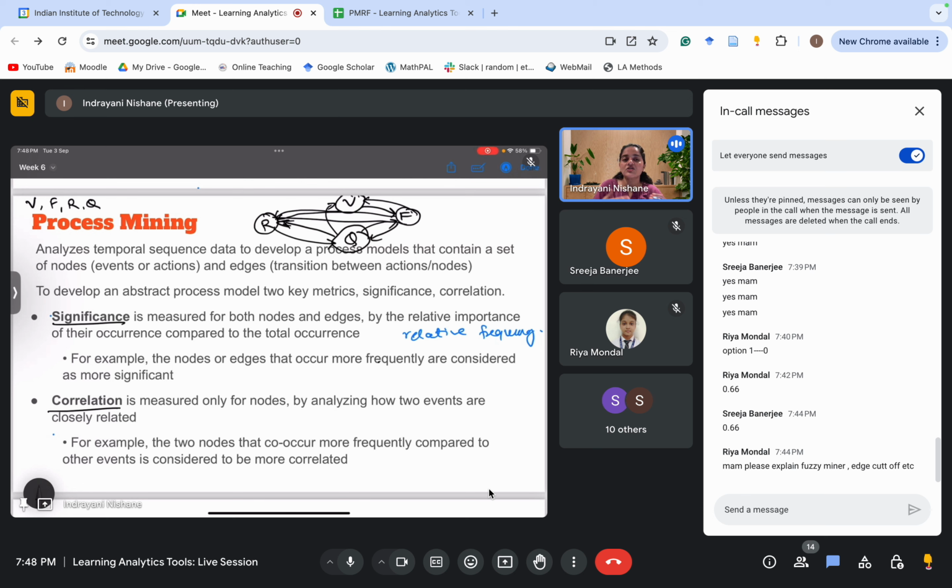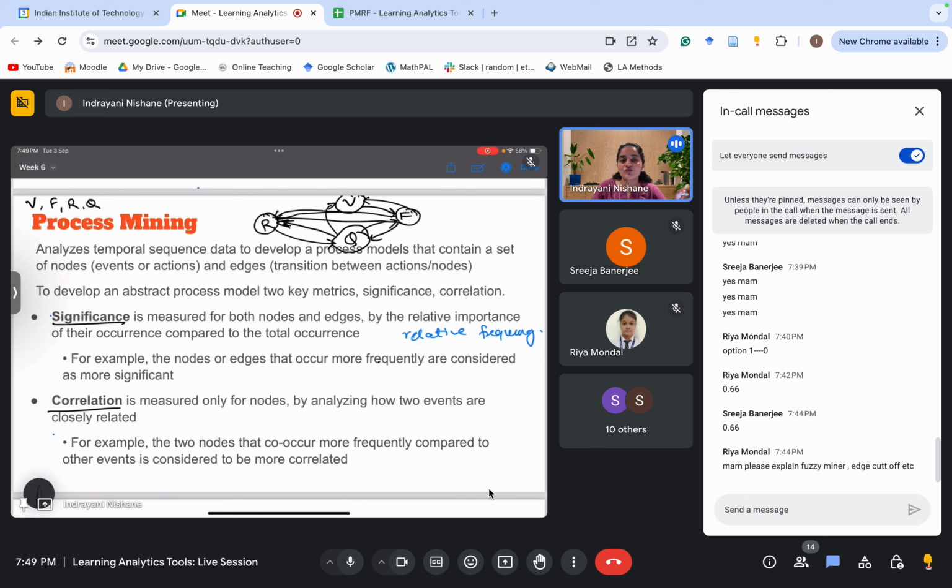So if that transition is frequent, then significance is high and correlation is high for those two nodes. When correlation and significance are high, we retain those nodes and edges, and we let go of the low significance and low correlation edges and nodes. And the utility ratio is how much importance you want to give to a node and an edge. So that's the utility ratio.